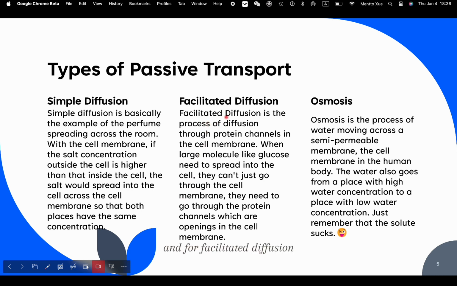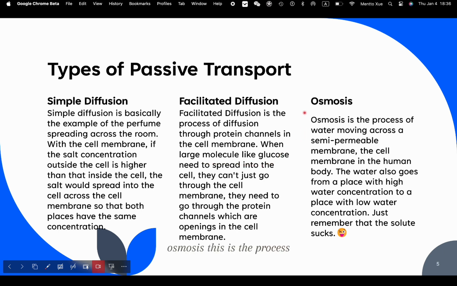And for facilitated diffusion, this is the process of diffusion through protein channels in the cell membranes. These are proteins that are kind of large openings. This is only for large molecules like glucose. They can't just diffuse through the phospholipid layer of the cell membrane, so they need to go through the protein channels.